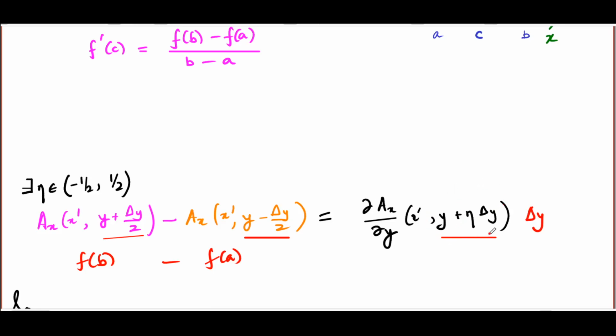And that is being expressed here in the form y plus eta delta y, where eta is some number in between minus half and plus half. The mean value theorem guarantees that an eta exists in this interval between minus half to plus half, such that Ax at x prime comma y plus delta y by 2 minus Ax at x prime comma y minus delta y by 2 is exactly equal, not an approximation, but exactly equal to del Ax del y evaluated at a point given by our coordinates x prime and y plus eta delta y times the width of the interval delta y.